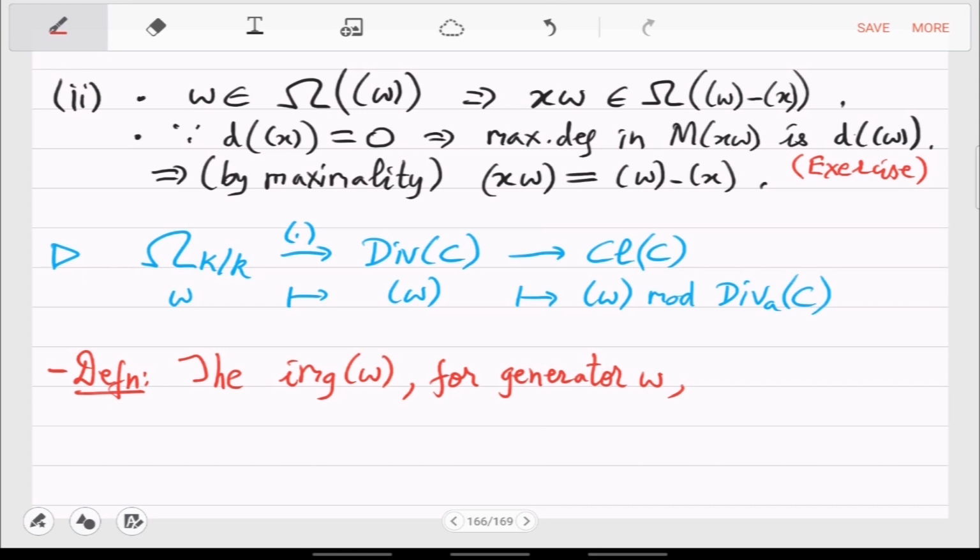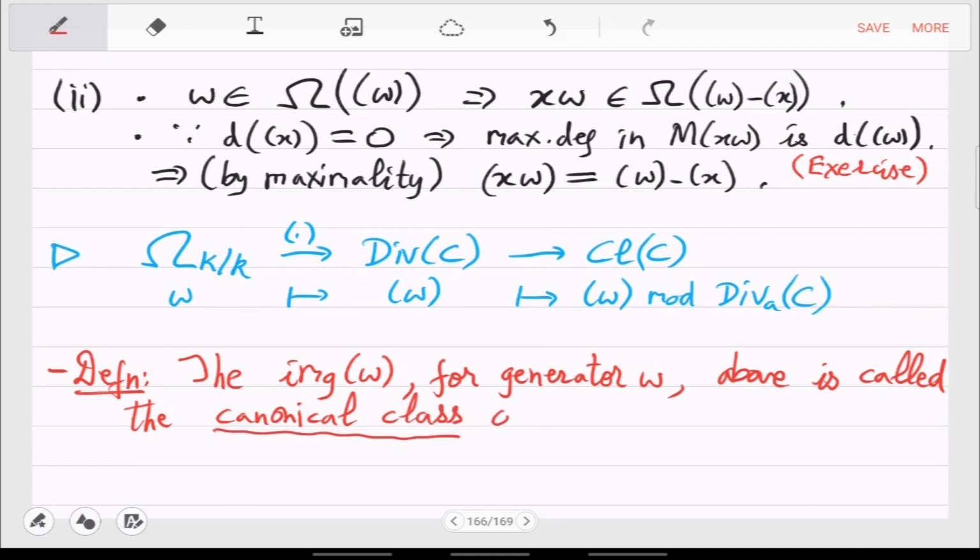So the image above is called the canonical class of the function field of the curve. So for all transcendence degree 1 function fields, we have this new object. It's a new invariant, we call it the canonical class. It is just a divisor. It's unique.